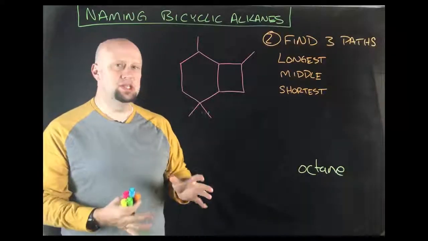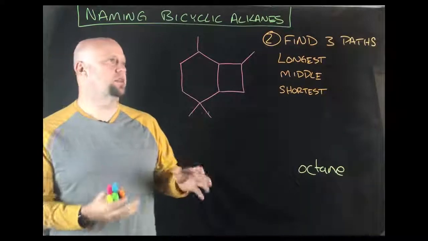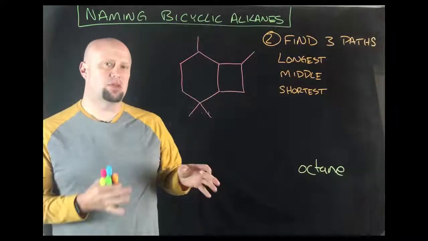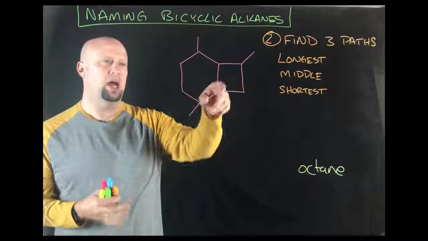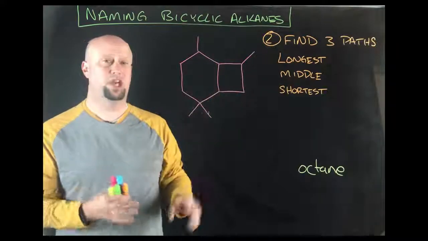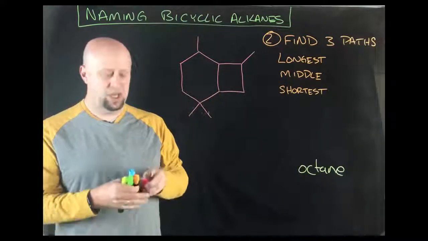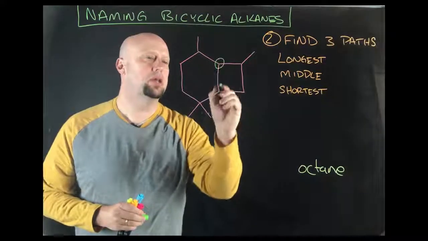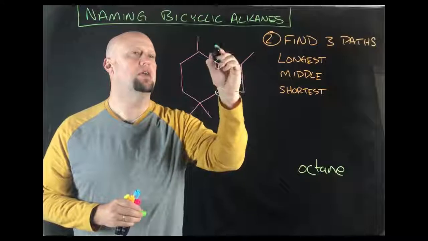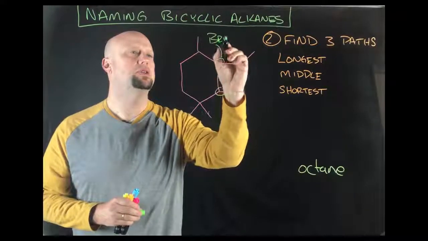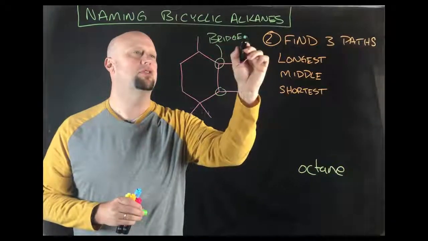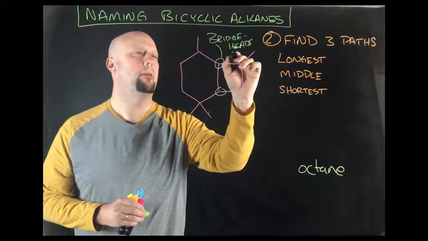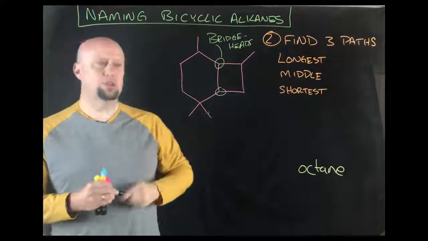The second step for our bicyclic compounds is to find the three paths. You're going to have paths around the rings from the bridgeheads. Remember we identified the bridgeheads, and I probably should have circled those for you, so let's do that now real quick. Let me circle those two carbons there, and note that those are bridgeheads.